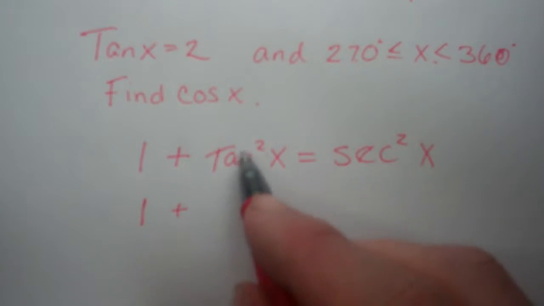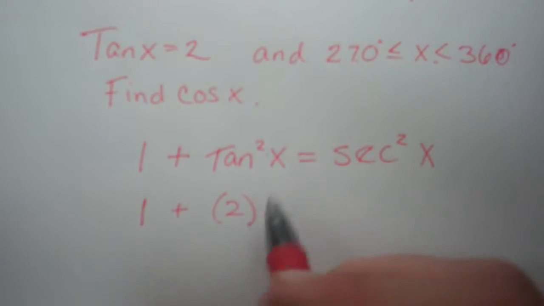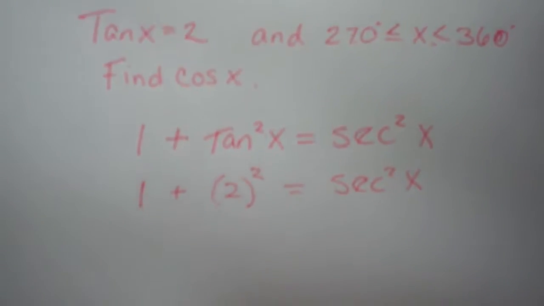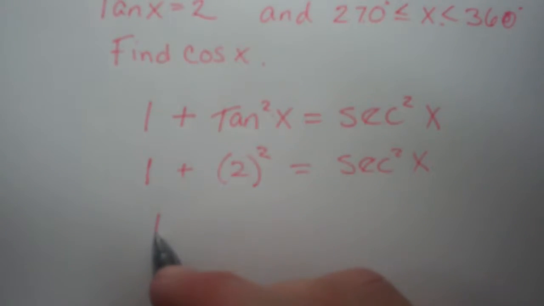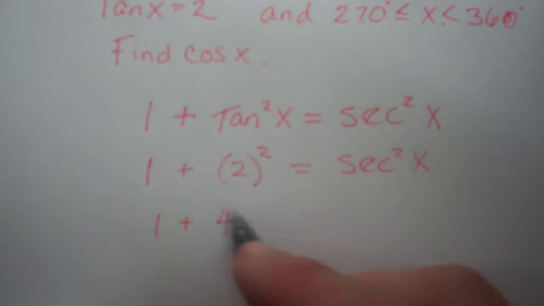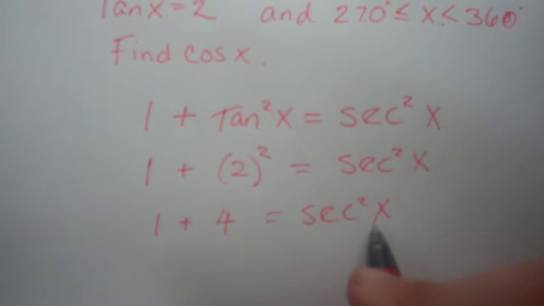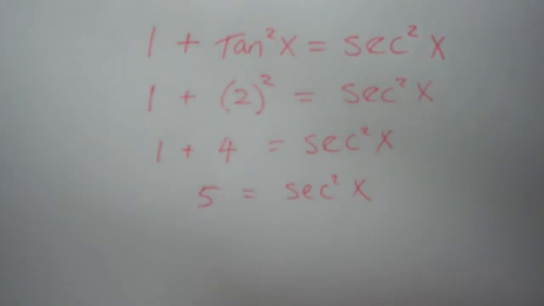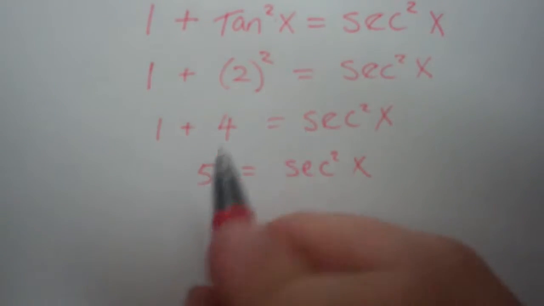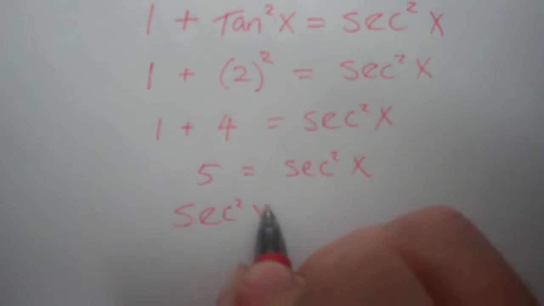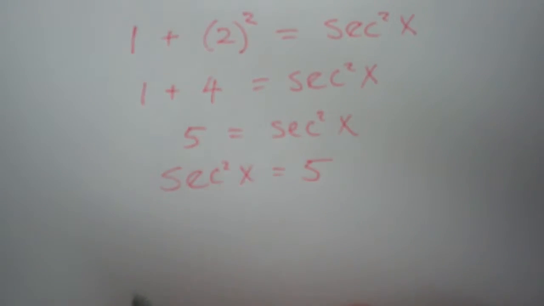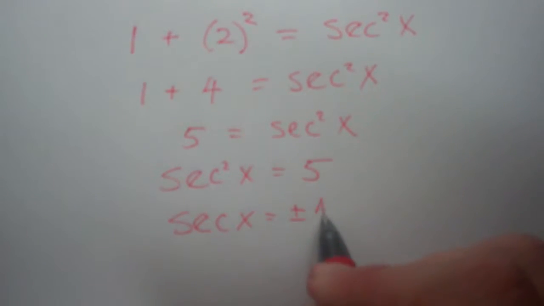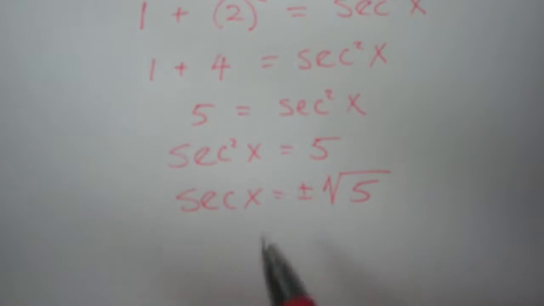So 1 plus, instead of the tangent, I'm going to put what the tangent is, but I have to square it, is equal to the secant squared of x. Let's simplify what we have. So this is 1 plus 2 squared is 4 is equal to the secant squared of x, which means that 5 is equal to the secant squared of x. I'm just going to rewrite it this way because it's a little easier to look at. So secant squared of x is equal to 5. Let's take the square root of both sides. So the secant of x is equal to plus or minus the square root of 5.